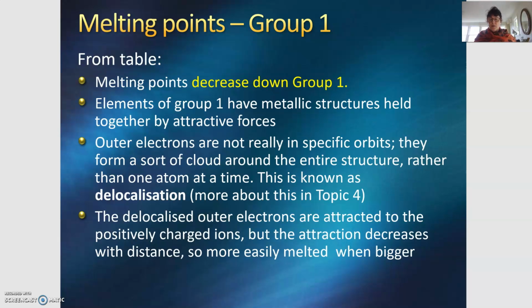So the bigger the atom that we're thinking about, or the ion if we like, the less the attraction for those outer electrons to the nucleus, and the less the attraction of one ion for another, if you like. So the whole metallic structure is more easily melted when it's composed of bigger atoms. We're going to learn more about that in topic 4, but for the time being you need to bear in mind that down group 1 melting points decrease because the delocalized electrons are less strongly attracted the bigger the atoms become.